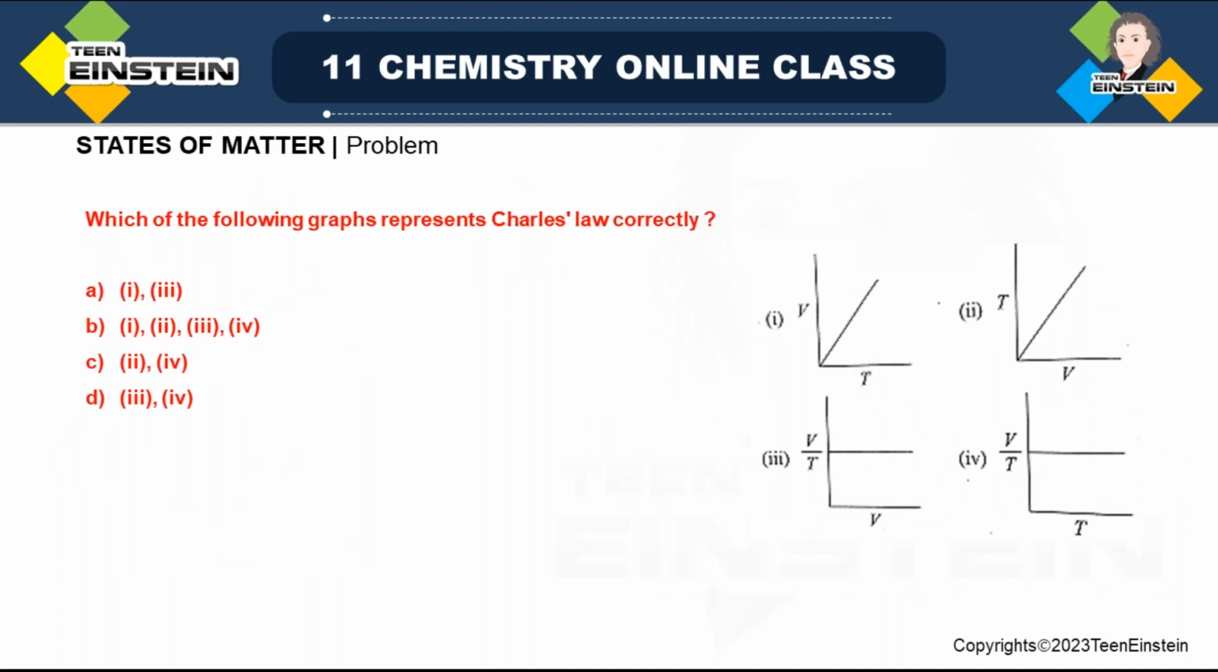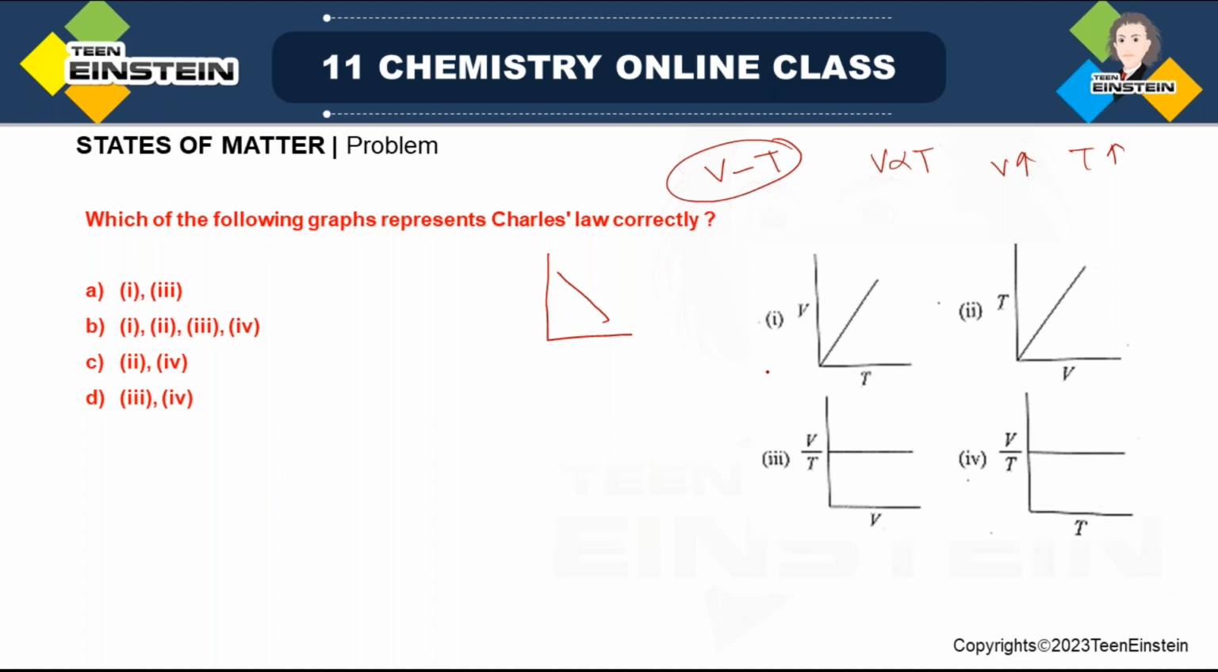Which of the following graphs represent Charles' law correctly? As it is a relationship between V and T, and V and T are directly proportional, that means when V increases, T will also increase. And when two such quantities are present on the x-axis and y-axis and they are proportional to each other, obviously the nature of the curve will be like this. If it is inversely related, then the nature of the curve is like this.